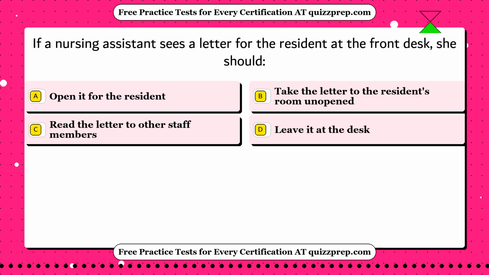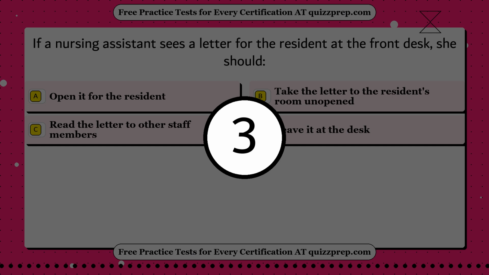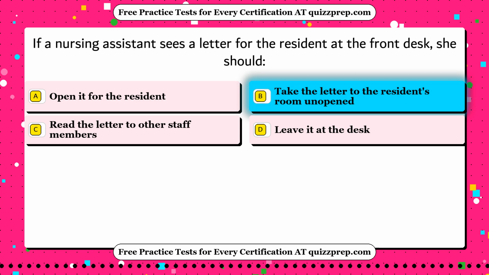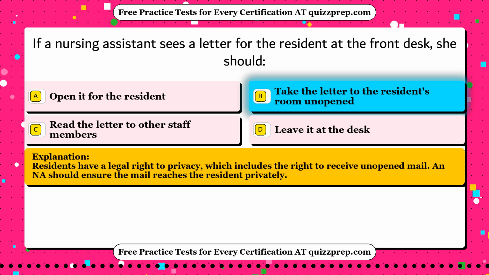Question 3. If a nursing assistant sees a letter for the resident at the front desk, she should: Option A, open it for the resident. Option B, take the letter to the resident's room unopened. Option C, read the letter to other staff members. Option D, leave it at the desk. The correct answer is option B, take the letter to the resident's room unopened. Residents have a legal right to privacy, which includes the right to receive unopened mail, and NNAAP should ensure the mail reaches the resident privately.